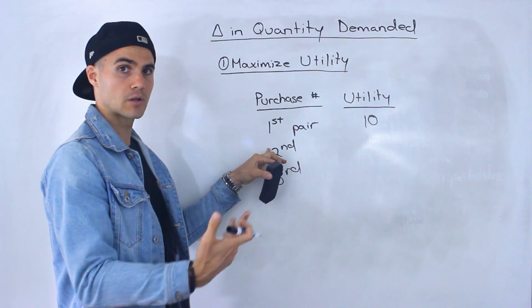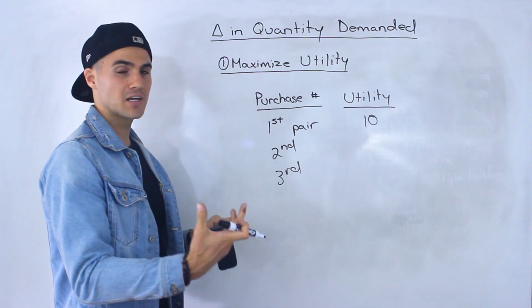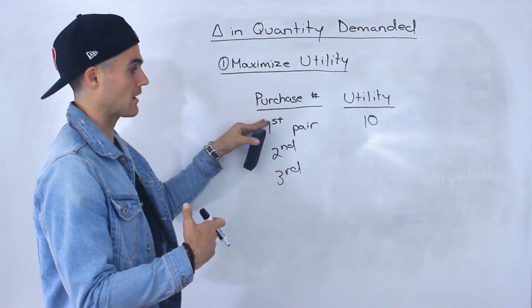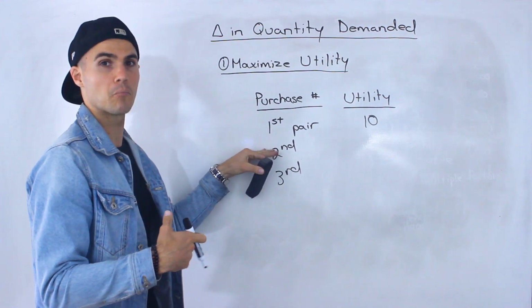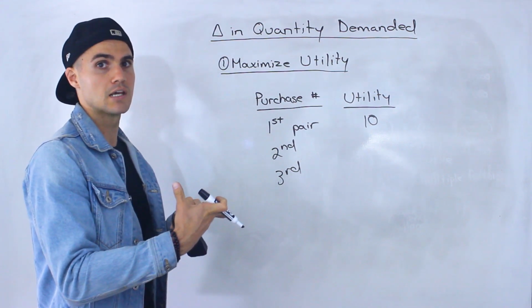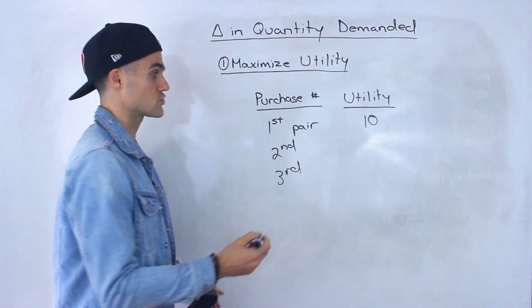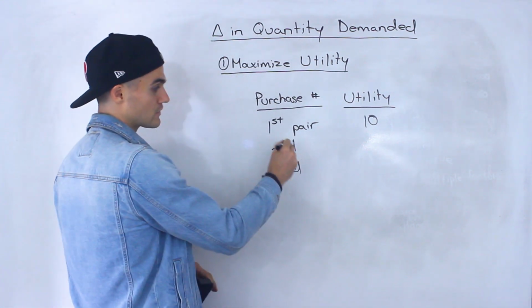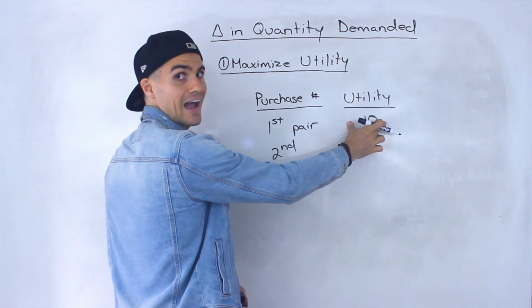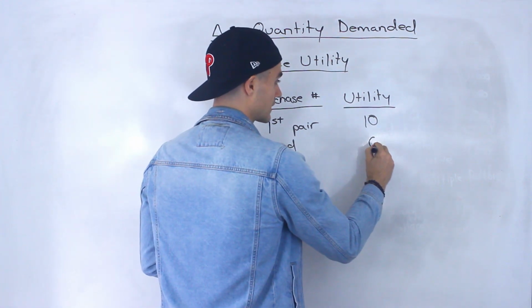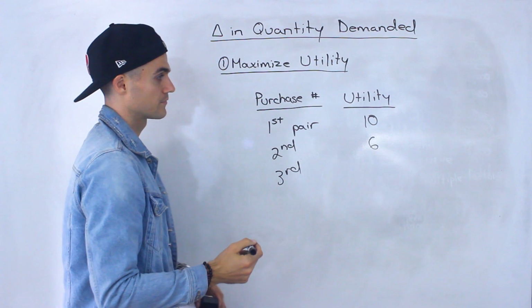Now, what about buying that second pair? What's the utility going to be? Well, the utility is probably going to be less because you already got that first pair, but you might get some utility from buying the second pair because they may serve as a backup, let's say, in case that first pair gets ruined. So you might get some utility for the second pair, just not as high as a 10. So let's say maybe you'll get like a 6 over here.